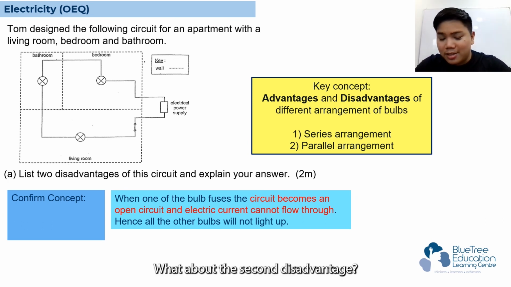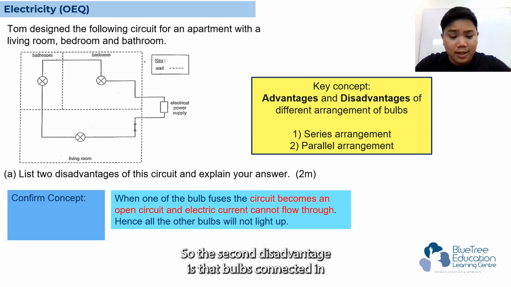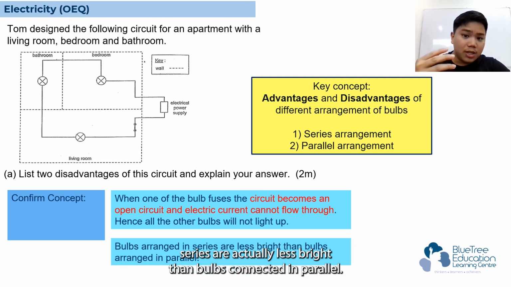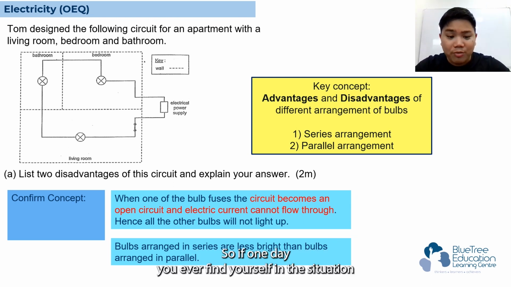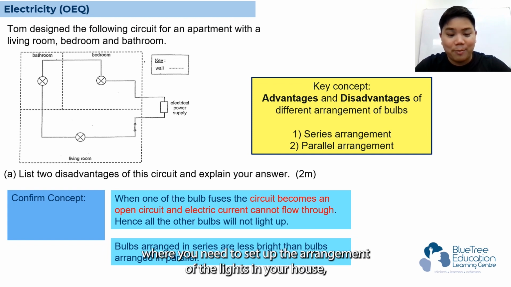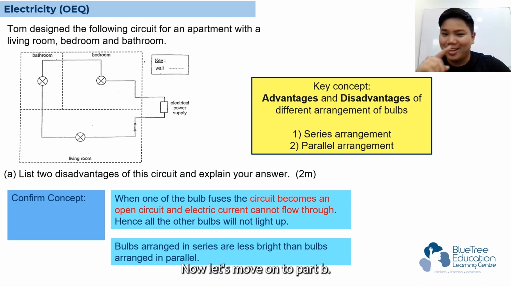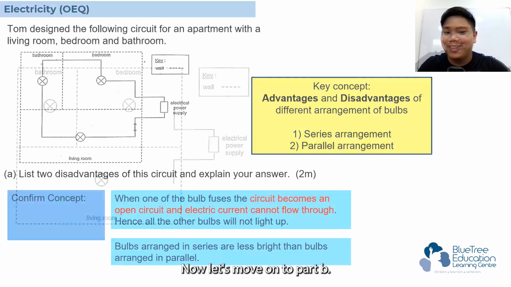What about the second disadvantage? The second disadvantage is that bulbs connected in series are less bright than bulbs connected in parallel. If one day you ever find yourself needing to set up the arrangement of the lights in your house, I hope you remember these disadvantages. Now let's move on to part B.